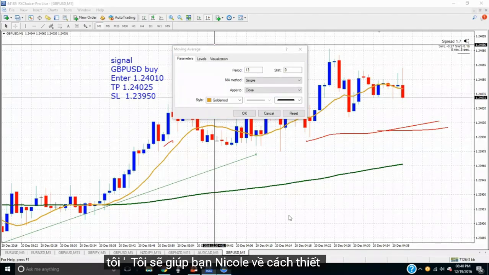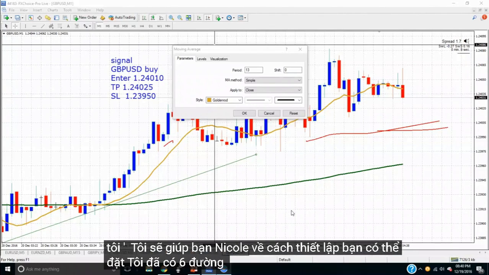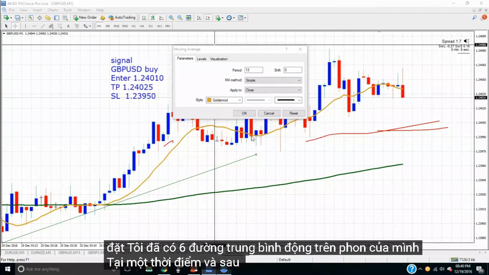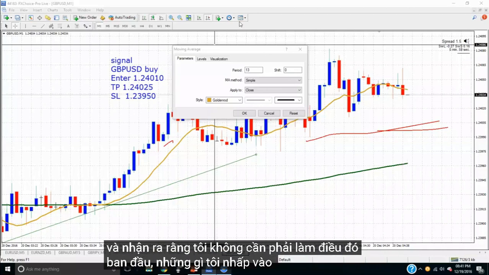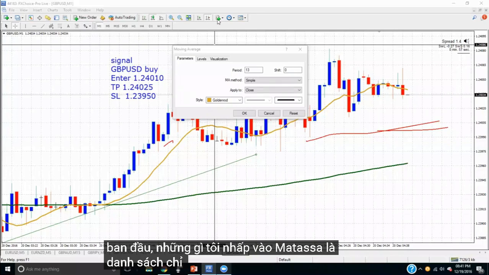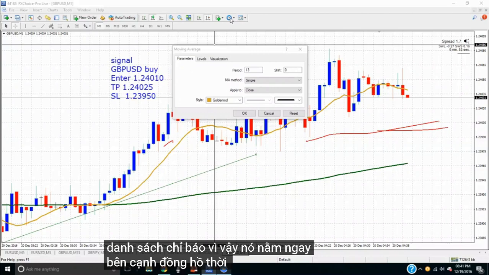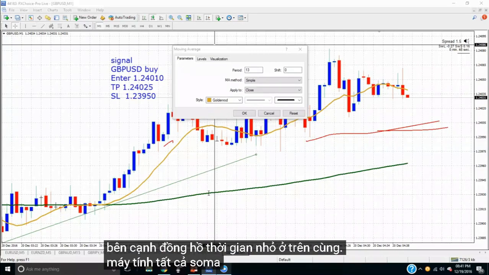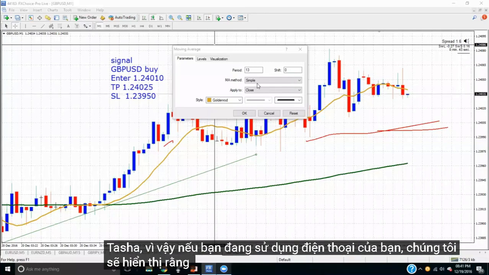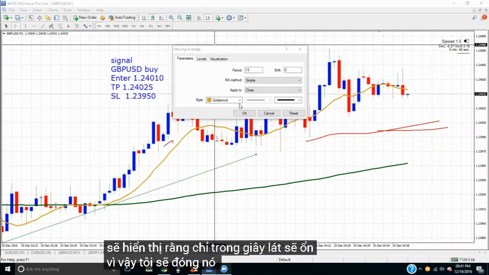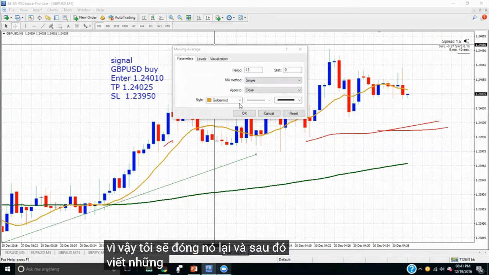I'll help you, Nicole, on setting. I had 6 moving averages on my phone at one time, and then I got rid of them and realized I didn't need to do that. Initially, what I clicked on, Natasha, is the indicators list. It's right next to the little time clock at the top. Now, this is on the computer also, Natasha. If you're on your phone, we're going to show that in just a moment. Okay, so I'm going to close that and then write these down.